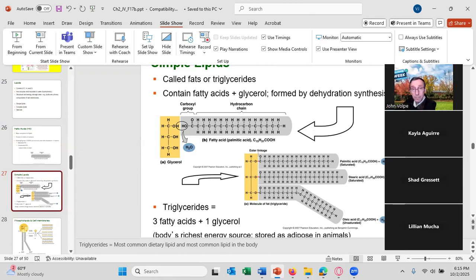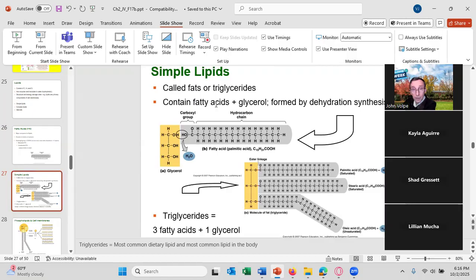A simple lipid called a fat or a triglyceride is three fatty acids linked to glycerol. The H comes off the glycerol, the OH group comes off the fatty acid, and you have three of these fatty acids linked to the glycerol to make a triglyceride. A triglyceride, or any fat, is a polymer made up of monomers, in this case, three fatty acids and one glycerol molecule.